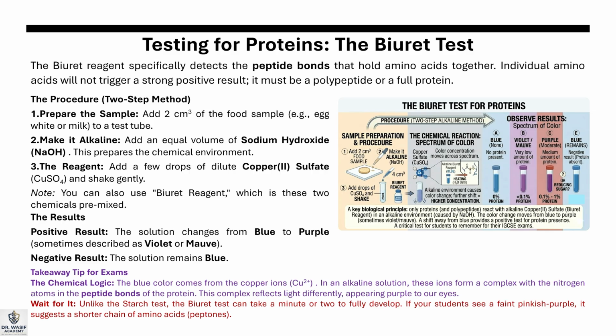So, my dear students, patience is a virtue in the lab. Okay, remember this term. Patience is a virtue in the lab. Unlike the iodine test, which is instant, the Biuret test can take a minute or two to fully develop. So, if you see a faint pinkish purple, it usually indicates a shorter chain of amino acids, which is often called peptones.